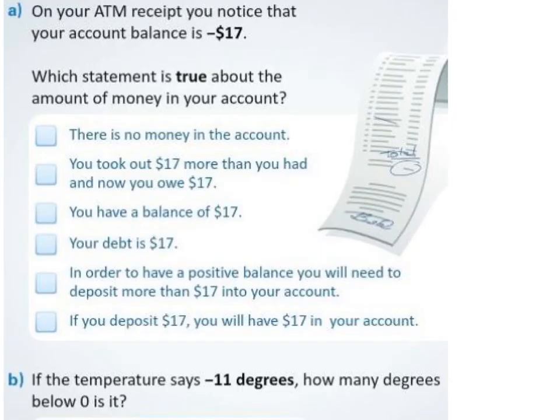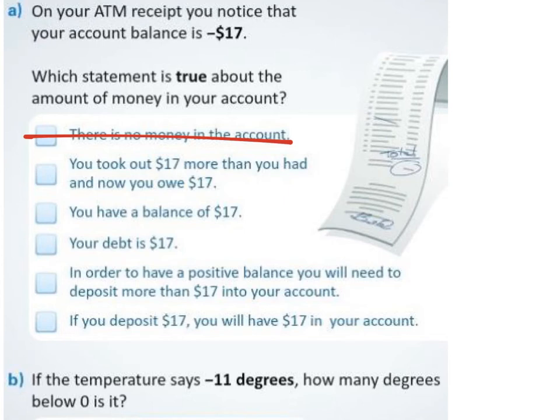1 minute, go! So we'll do part A first, where we're trying to figure out which is true about the amount of money in the account. This first one says there's no money in the account. Well, supposedly, but it's owed money, so it's not that there's no money, it's actually owed money. No money is false. You took out $17 more than you had, and now you owe 17 bucks.